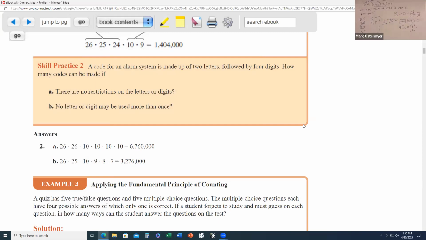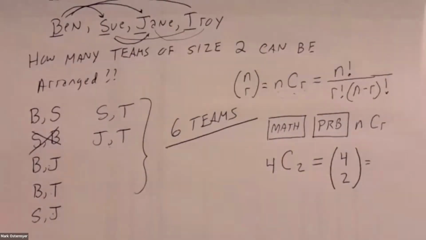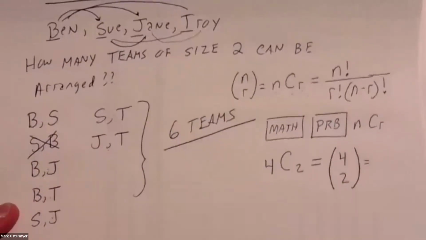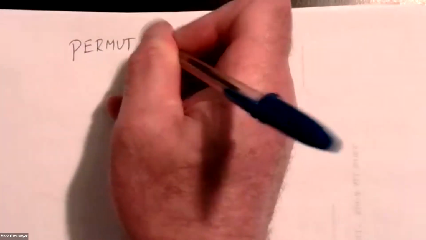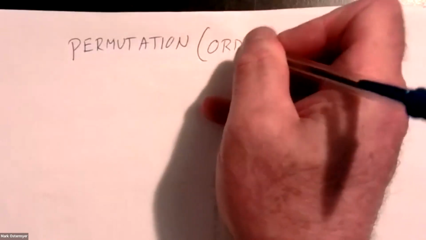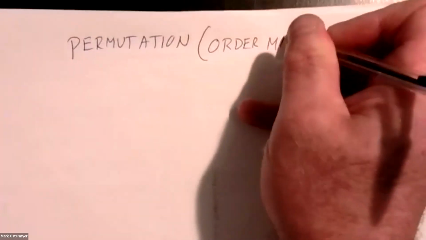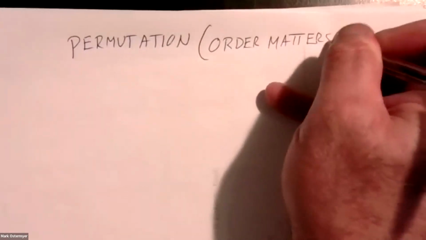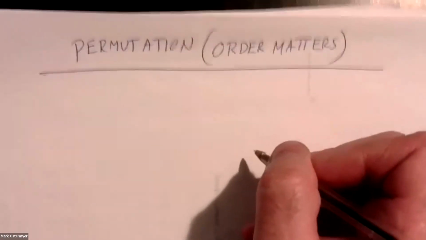What if order mattered? In selecting these teams of size 2, we didn't care in what order we selected our 2 people. But what if order matters? What do we do in a situation like that? Well, in that situation, ladies and gentlemen, we have to use what is called a permutation, not a combination. With a permutation, order matters.